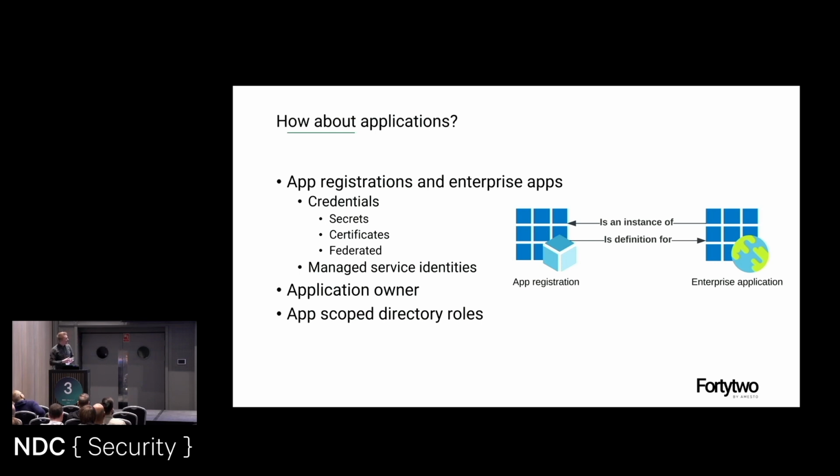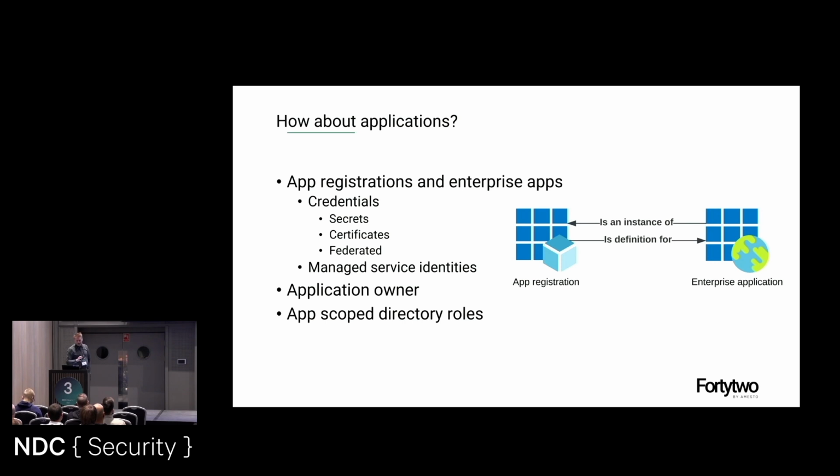And that is very consistent with what I see at customers as well. They create them, and they forget about them until they stop working because their secret expired, and then they create a new secret. So a better way of doing this owner thing is an app scoped directory role.